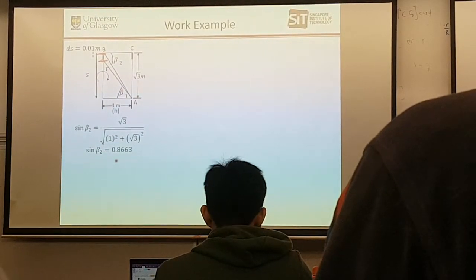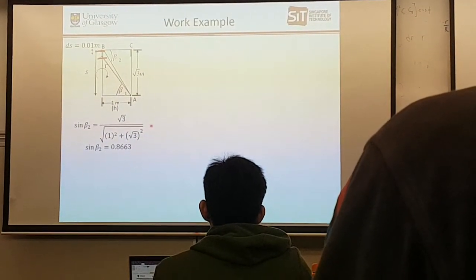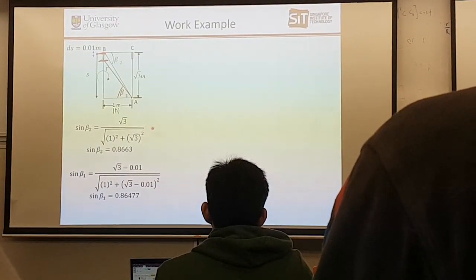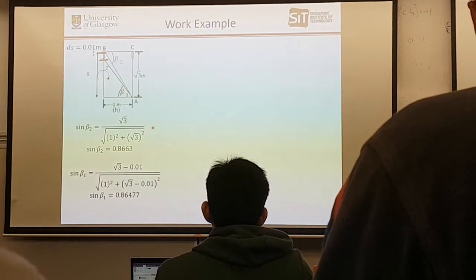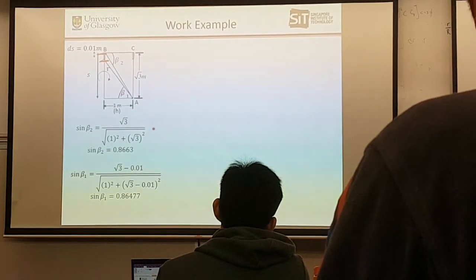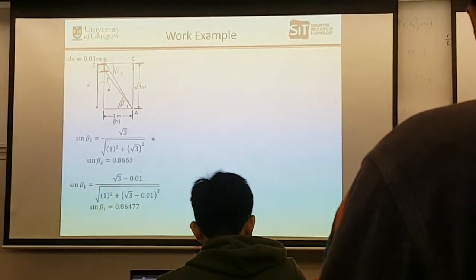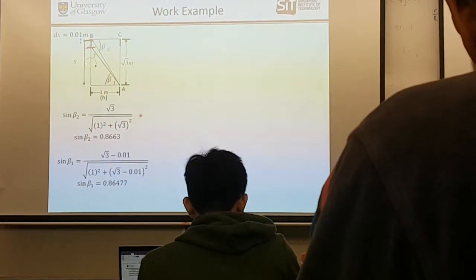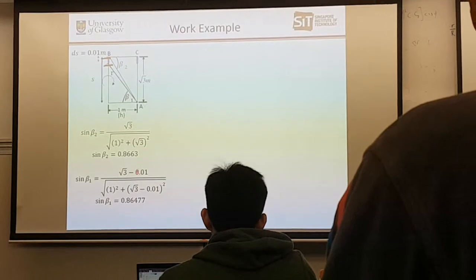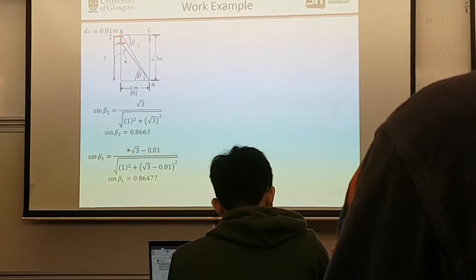How do we find sine beta 1? What is the opposite length equal to? It's square root 3 minus 0.01. You can do the similar thing for beta 1. With these two, I actually know the limits of the integral that I want to integrate already.